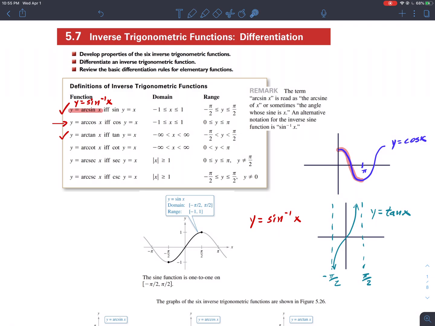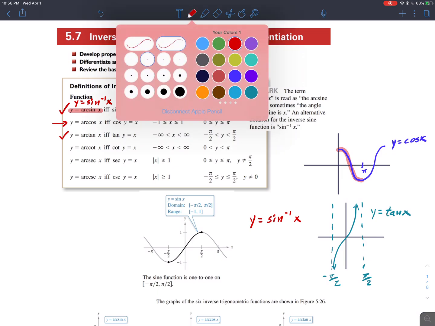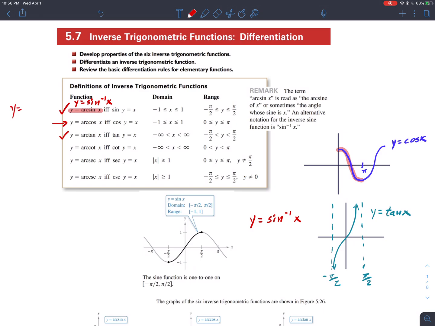One last statement here about this table. Hopefully you've got it copied down into your notes by now, but notice the statement says y equals inverse sine if and only if sine of y equals x. That makes sense because if we start with y equals sine, the original sine curve, and then we swap out the x and the y, as soon as we switch x and y in any function, we have created an inverse. If we do that here, we get sine of y equals x, which is what's written here.